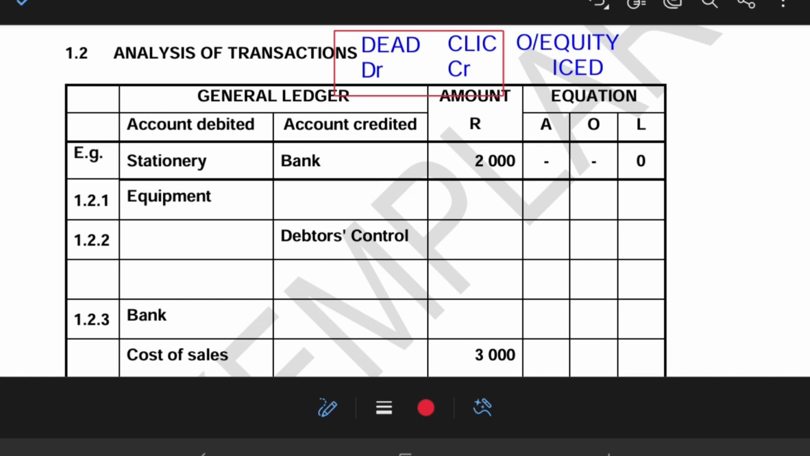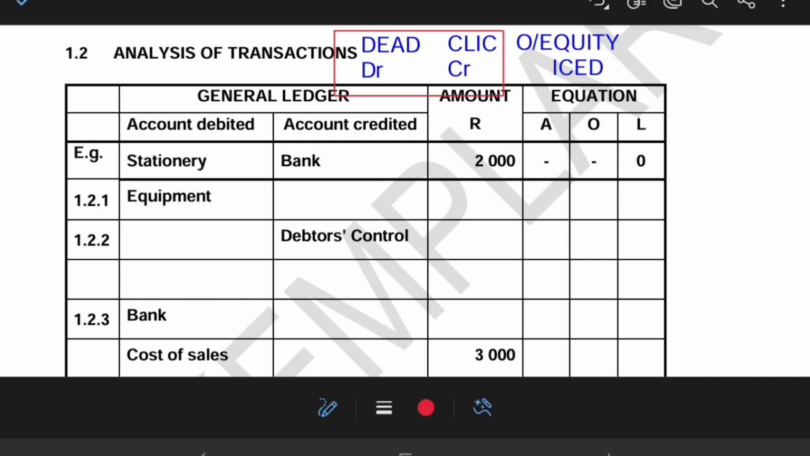Now, the opposite is true for the other side, which is the click side. There, you've got your creditors, you've got liabilities, you've got income, and you've got capital. Those 4 types of accounts have a credit balance, which means whenever you want to show an increase in any of these accounts, you show that by recording them on the credit side, or in other words, crediting that account. And if you want to show a decrease, you do it on the debit side.